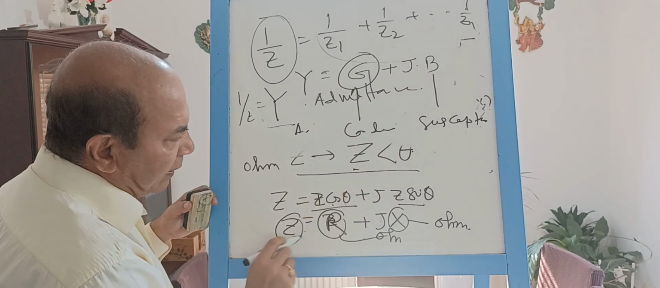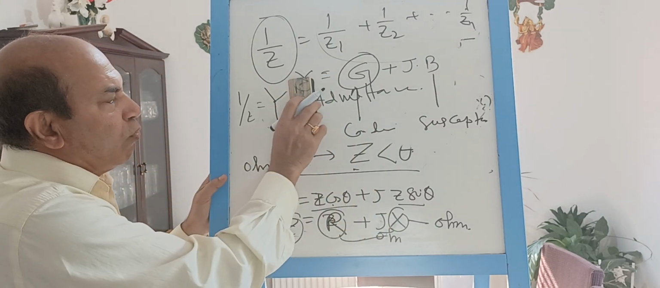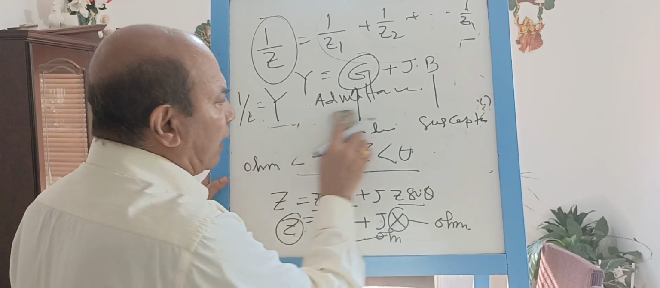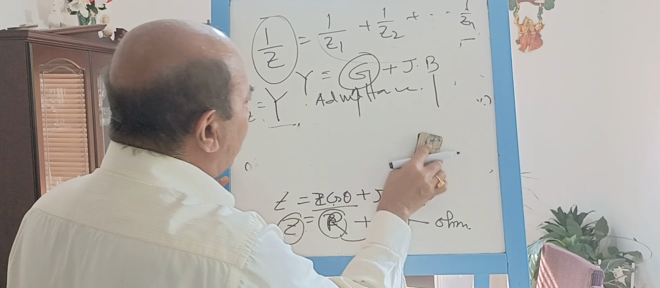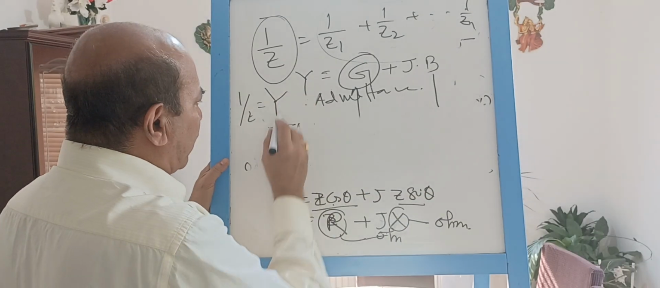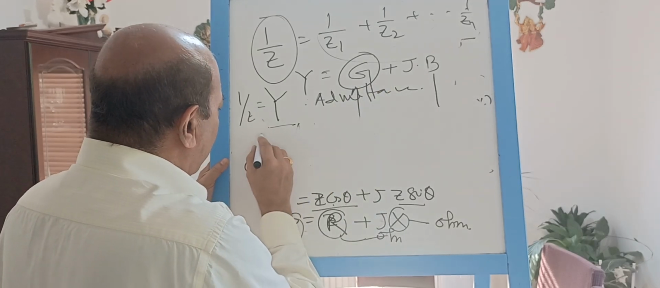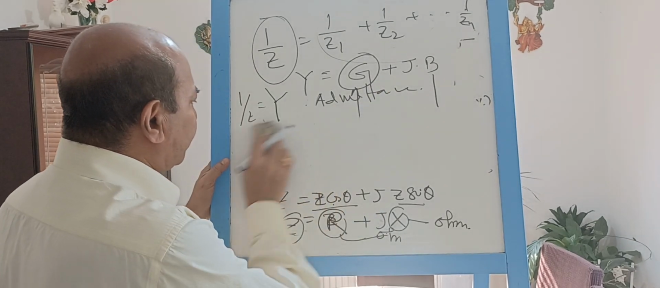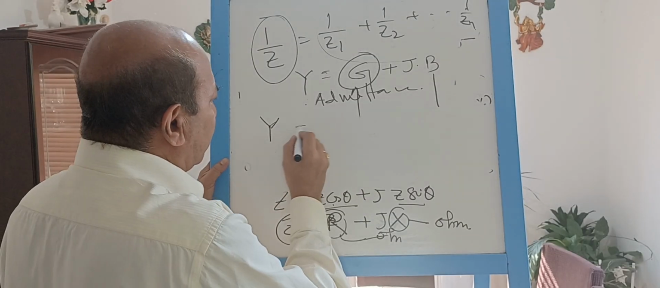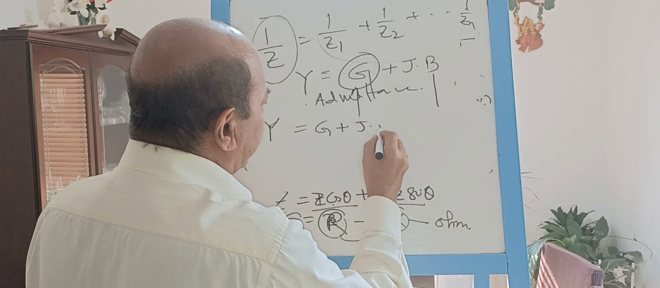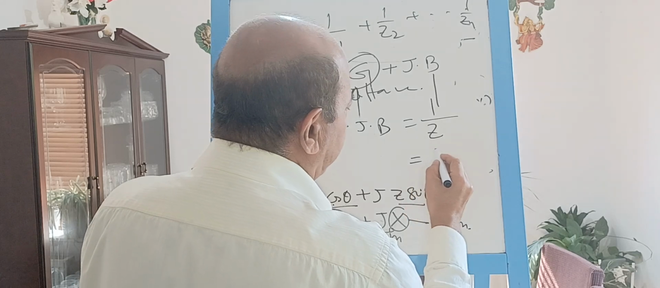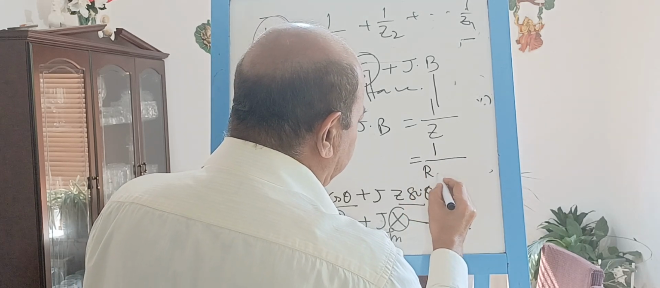So in a similar way, the representation in a parallel circuit uses admittance equal to conductance plus j into susceptance. Here also we can calculate in the same way. Y equals G plus jB. Now Y means 1 by Z, right? So Y equals G plus jB, that is equal to 1 by Z. Now 1 by Z means 1 by R plus jX.